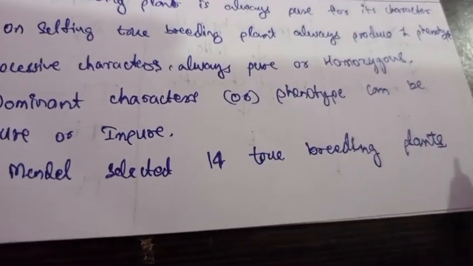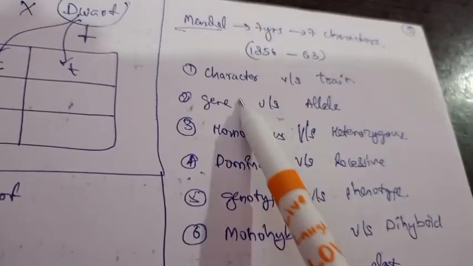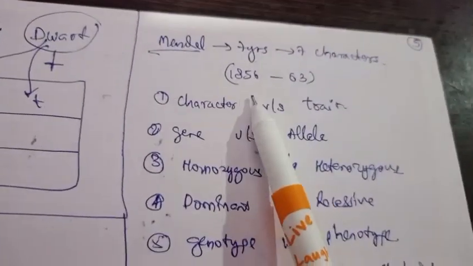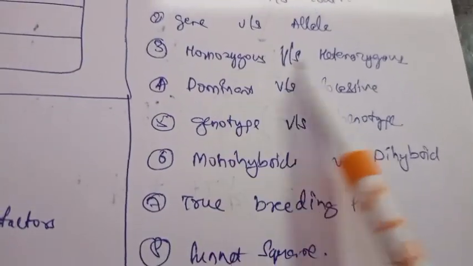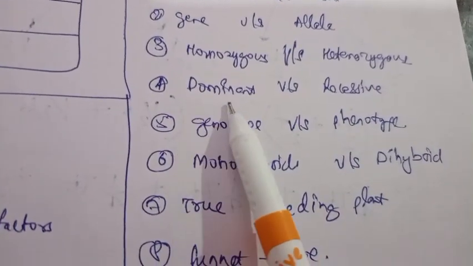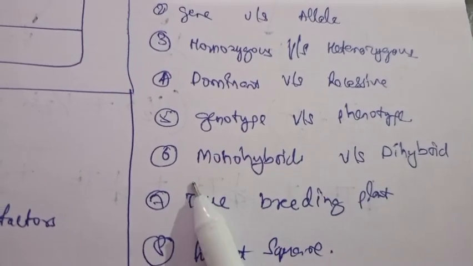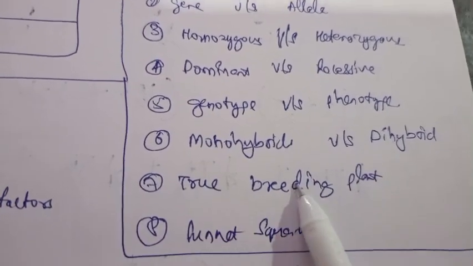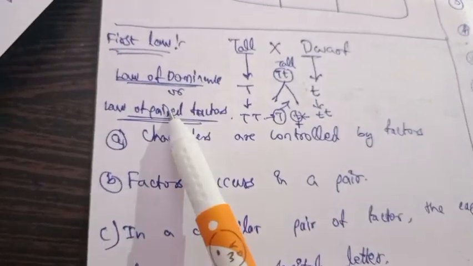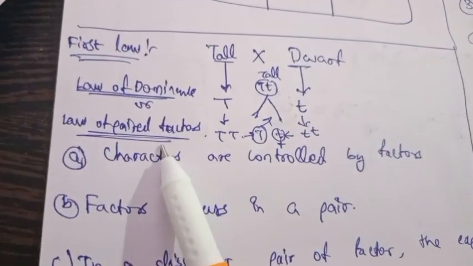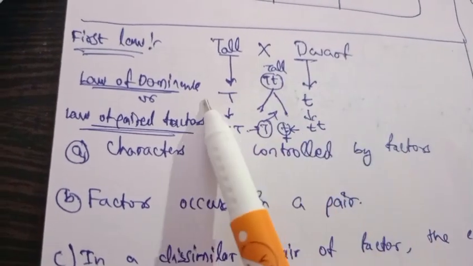Mendel selected 14 true breeding plants. Mendel worked 7 years, on 7 characters, from 1856 to 1863. Key terms: characters versus trait, gene versus allele, homozygous versus heterozygous, dominant versus recessive, genotype versus phenotype, monohybrid versus dihybrid, true breeding plant, Punnett square, and then the first law of dominance, or law of paired factors. Tall into dwarf.